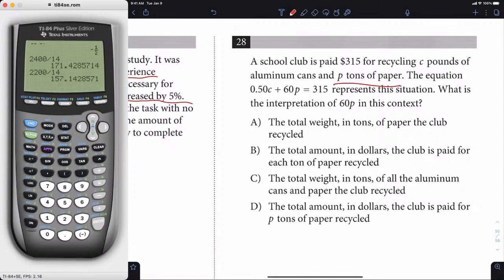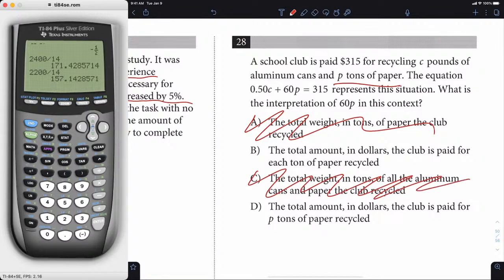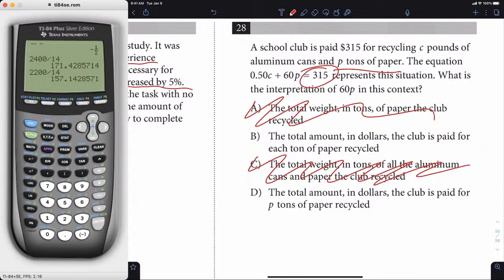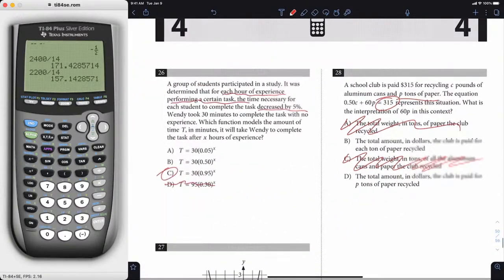P tons of paper. Okay. The total amount in dollars. I like that. So A is out and C is out. We're not talking about weight, we're talking about dollars, right, because they were paid $315. The total amount in dollars the club is paid for each ton of paper. Club is paid for each ton. That seems kind of right, I guess. The total amount in dollars the club is paid for P tons of paper recycled. I'm gonna come back to this one.